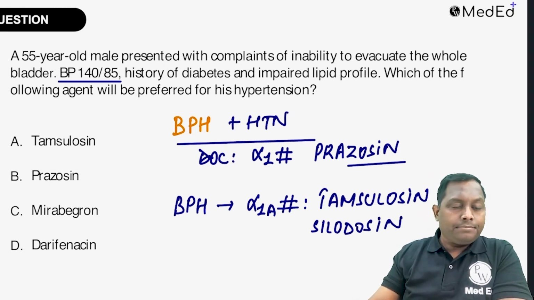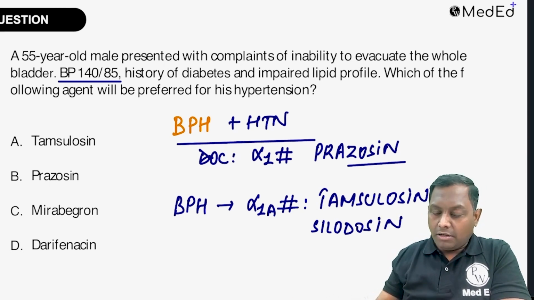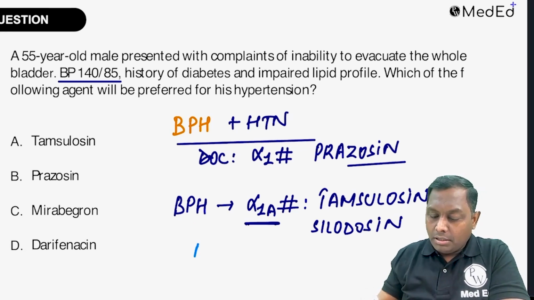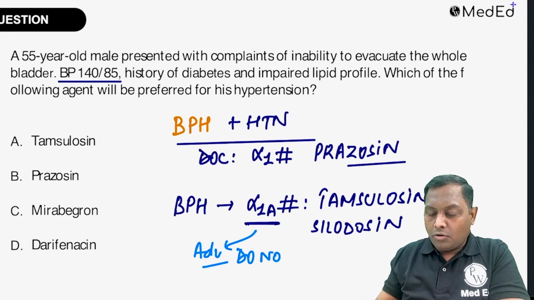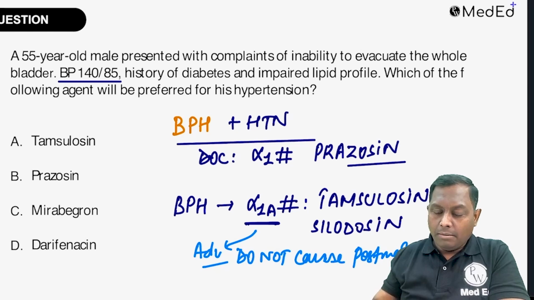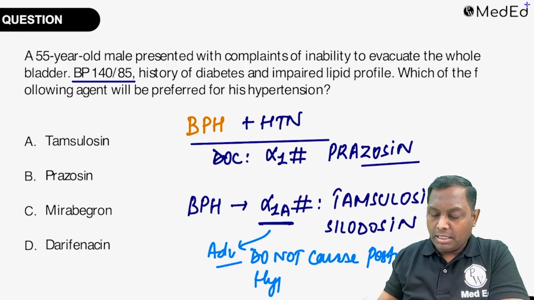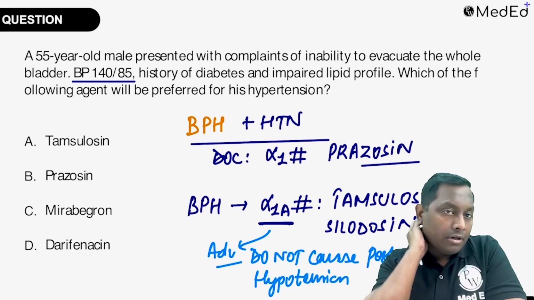Tamsulosin and silodosin are the selective alpha-1A blockers. What is the advantage of tamsulosin and silodosin over the previous drug? The advantage of tamsulosin over prazosin is that they do not cause postural hypotension, because prazosin causes a lot of postural hypotension. Postural hypotension risk will be very high with prazosin.